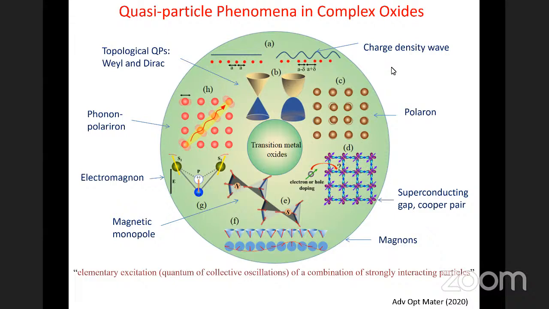So what we have seen in the last 1 decade is that terahertz spectroscopy can explore the charge density waves, the polarons, the superconducting gap. It also serves the physics of Cooper pairs and magnons in magnetic materials. And one of the very exciting phenomena that it has been able to unravel is the existence of magnetic monopoles, electromagnons in magnetoelectric materials, phonon polaritons in semiconductors, and recently topological quasi-particles, Weyl and Dirac kind of materials. They are also being explored quite intensively by terahertz tools.